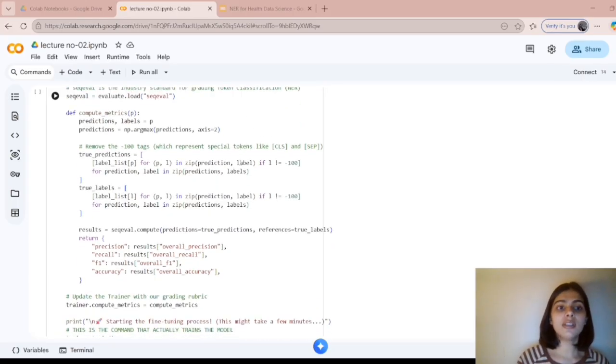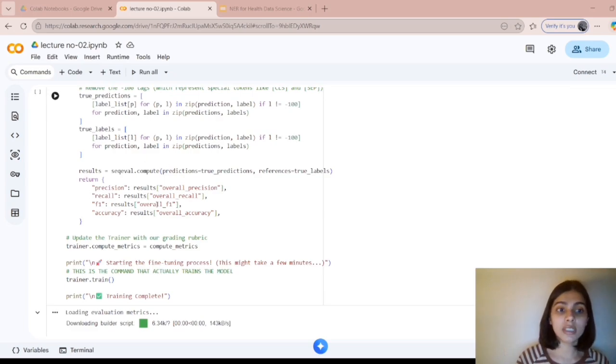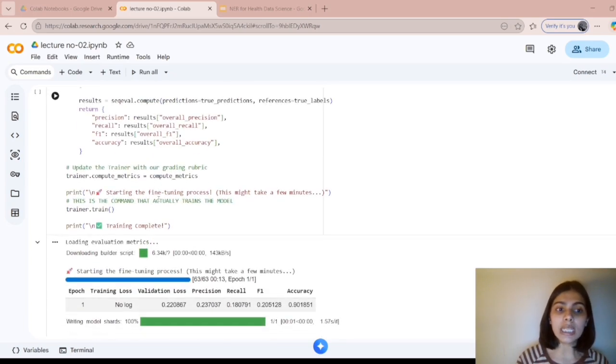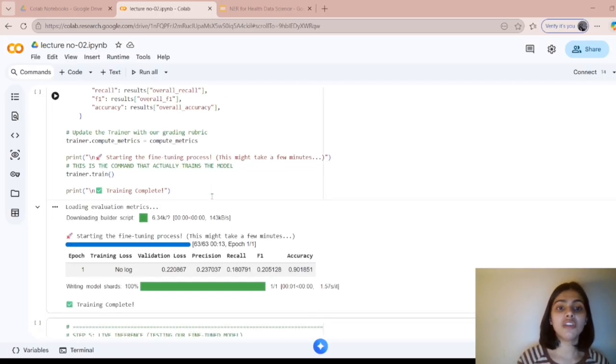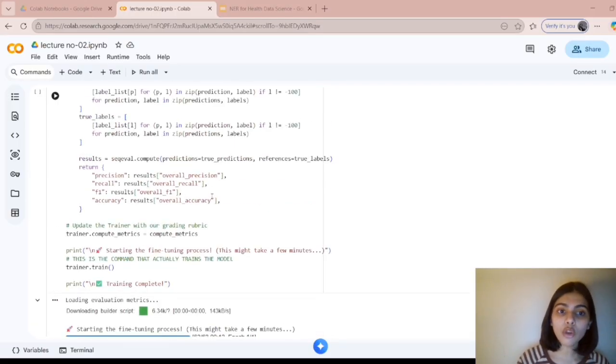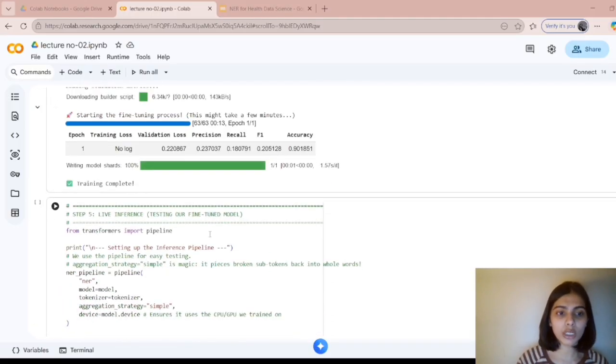We give it the labels, the predictions, the true labels, the results, the precision, everything that we need in there, and then we update the trainer with our grading rubric. Okay, so this is how we're doing it. We're going to print it, and then your training would be complete. With all this data right here, you're training your model.